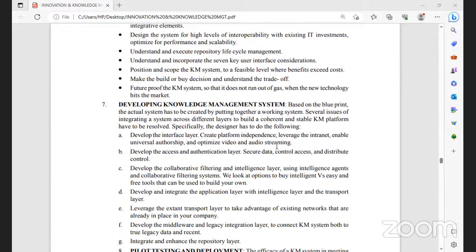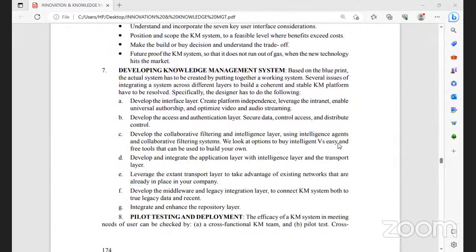Next point is developing the knowledge management system. How to develop it proficiently and strongly. Based on the blueprint, the actual system has to be created by putting together a working system. Several issues of integrating a system across different layers to build a coherent and stable knowledge management platform have to be resolved. Specifically, the designer has to do the following: develop the interface layer, create platform independence, leverage the intranet, enable universal authorship, and optimize video and audio streaming.